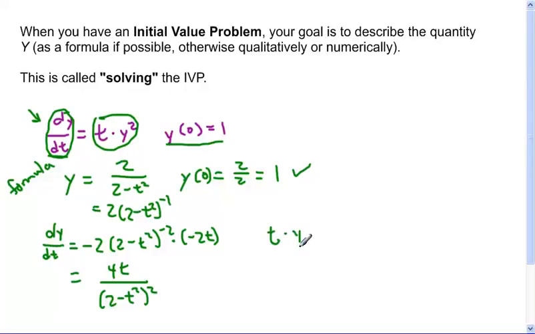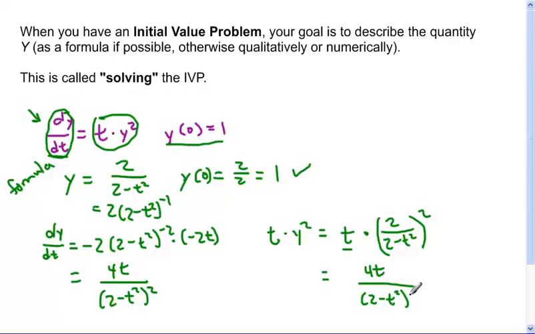So t times y squared. So that's t times, and again, my y is 2 over 2 minus t squared, and then it's all supposed to be squared. And does this give me the same thing? I think it does, right? So we'll have 2 squared is 4, we have this t, 4t, and then we have (2 minus t squared) squared.